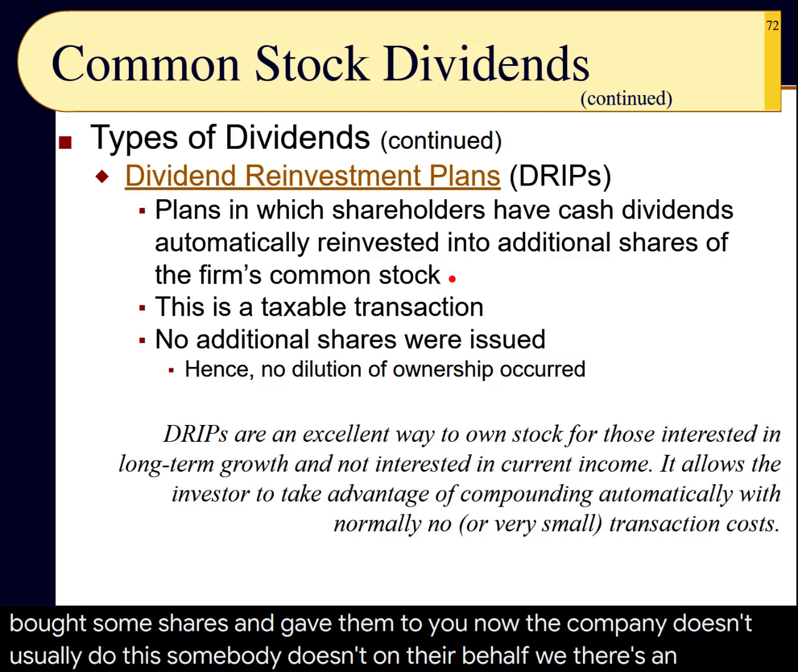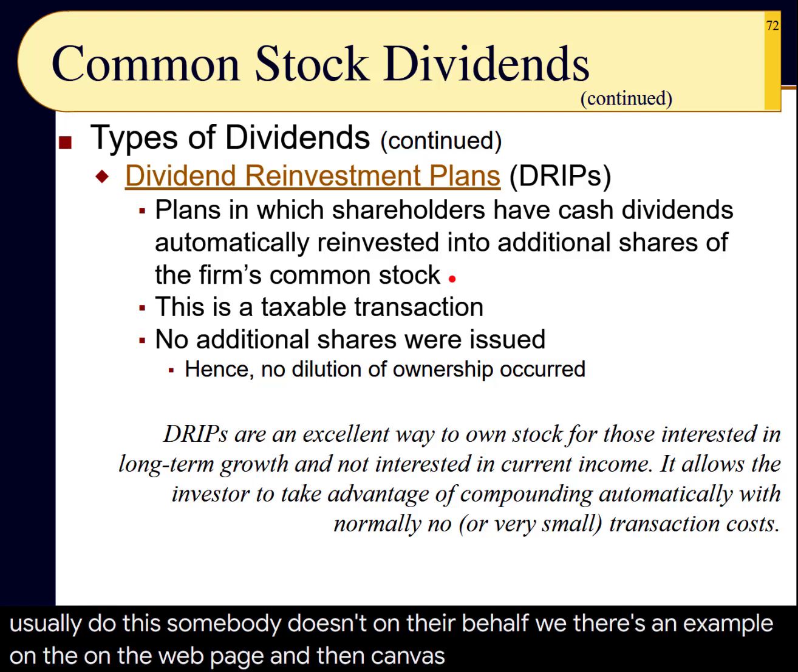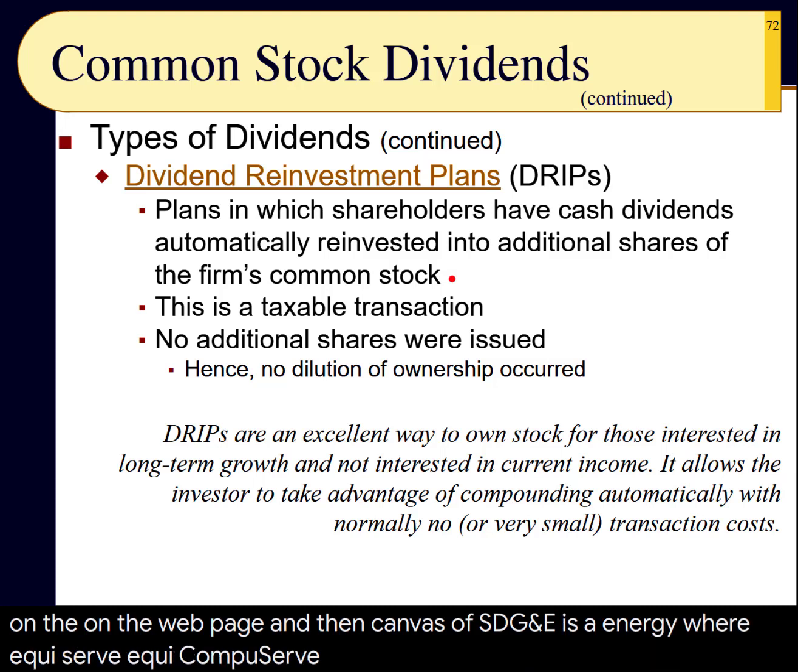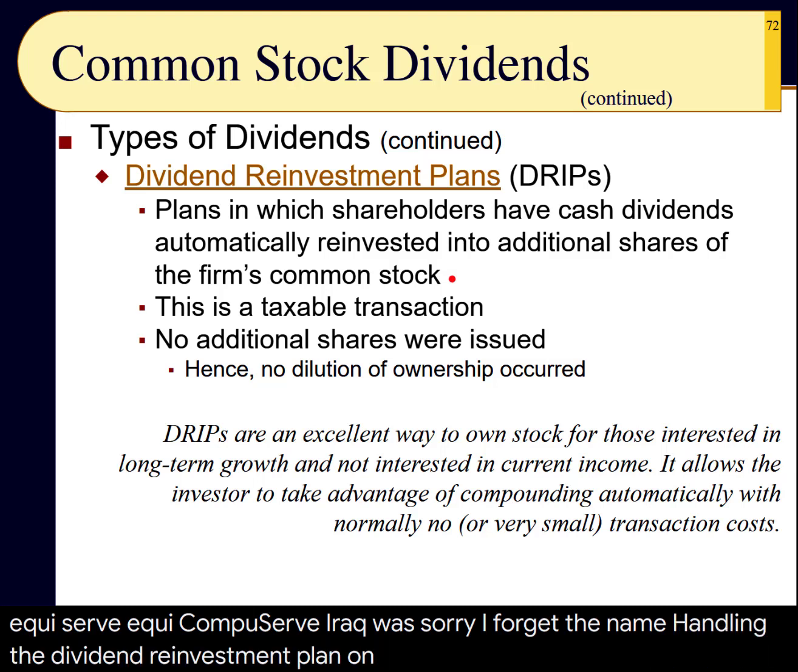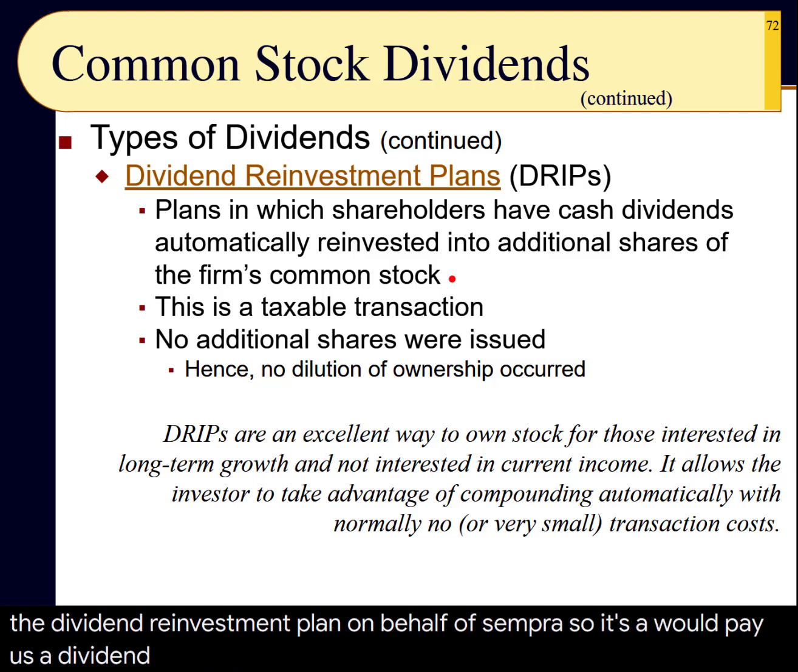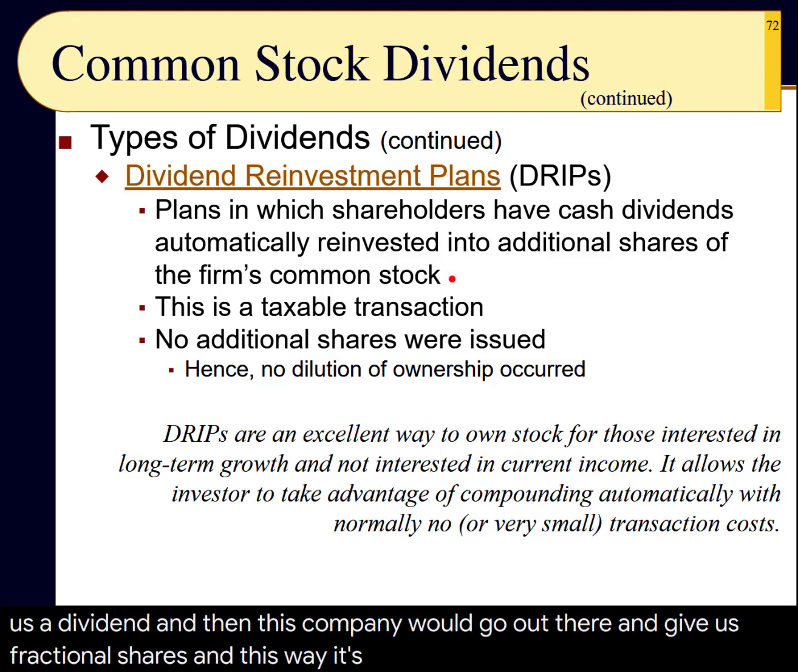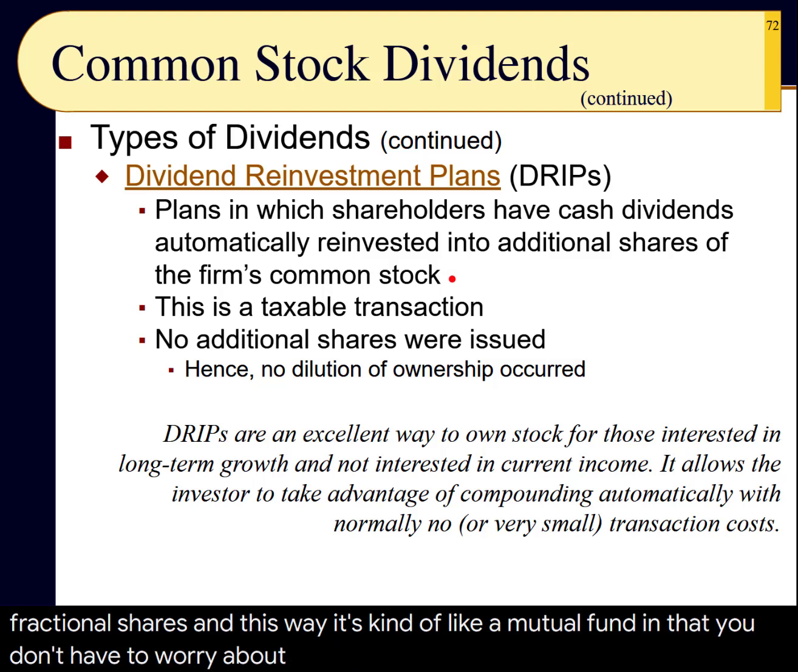There's an example on the web page and in Canvas of SDG&E, Sempra Energy, where a company, I forget the name of it, was handling the dividend reinvestment plan on behalf of Sempra. So Sempra would pay us a dividend, and then this company would go out there and give us fractional shares. And this way, it's kind of like a mutual fund in that you don't have to worry about reinvesting the dividends on your own. It happens automatically.